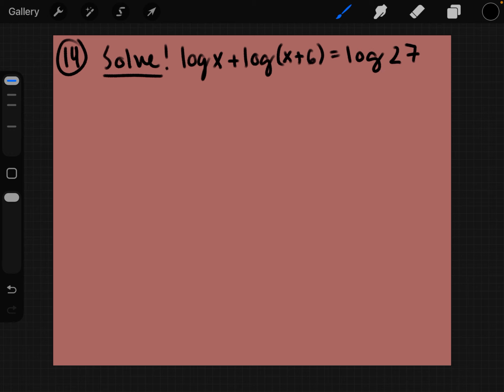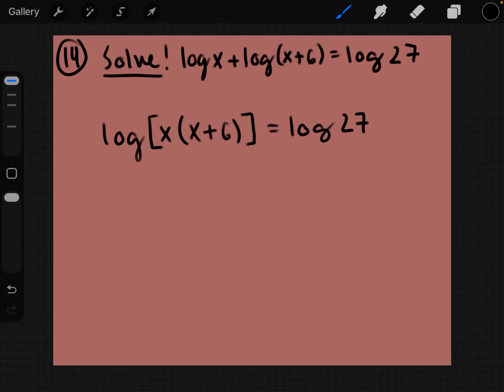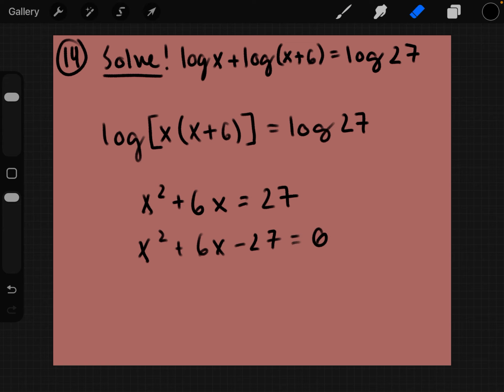Okay, this can be condensed. Now we have logs with the same bases, so we can set these things equal to each other. I'm just going to distribute them. Okay, so by now you should know we're going to have to subtract that 27 so that we can factor.